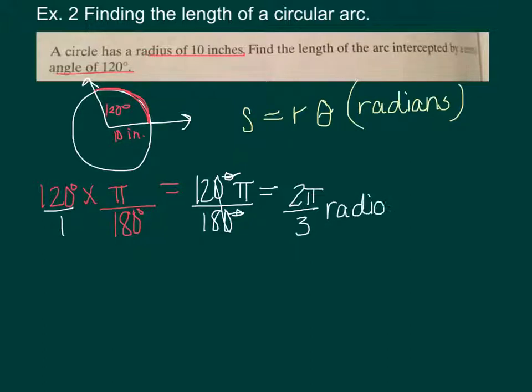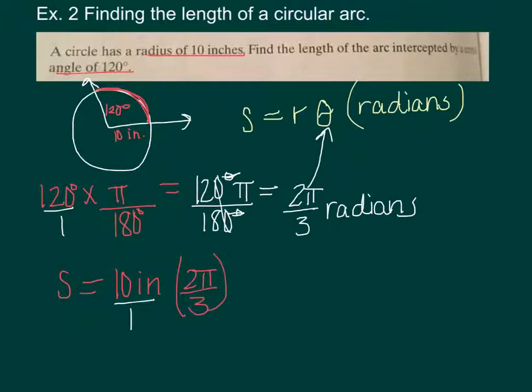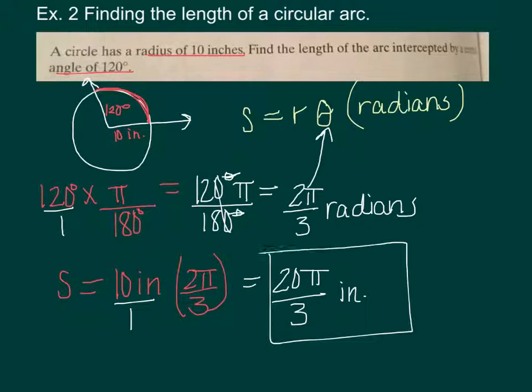So now that I have my theta in radians, I'm going to plug everything into the formula. So S equals R, which is 10 inches, times 2 pi over 3. Here again, you're going to multiply straight across. 20 pi over 3. My units are inches because it's the length. And you can leave it like this because it's not going to divide evenly.